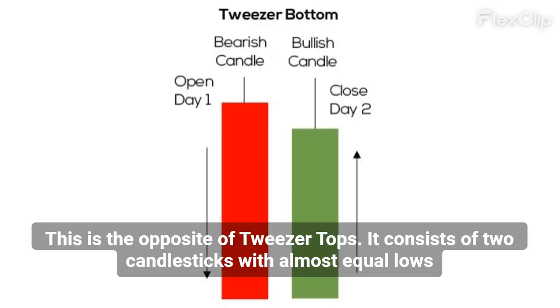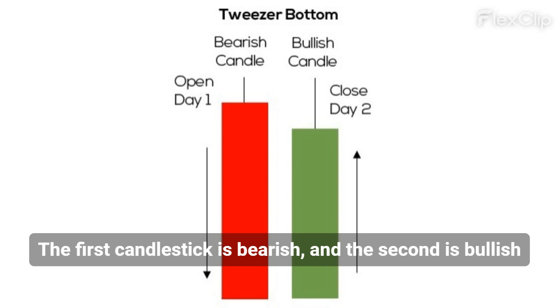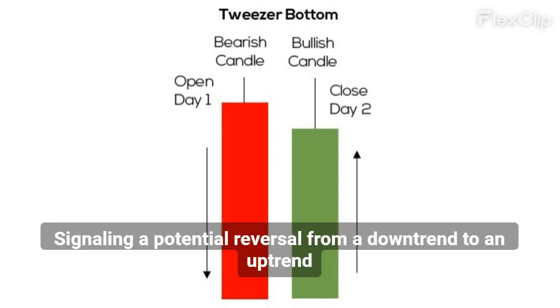Tweezer bottoms. This is the opposite of tweezer tops. It consists of two candlesticks with almost equal lows. The first candlestick is bearish and the second is bullish, signaling a potential reversal from a downtrend to an uptrend.